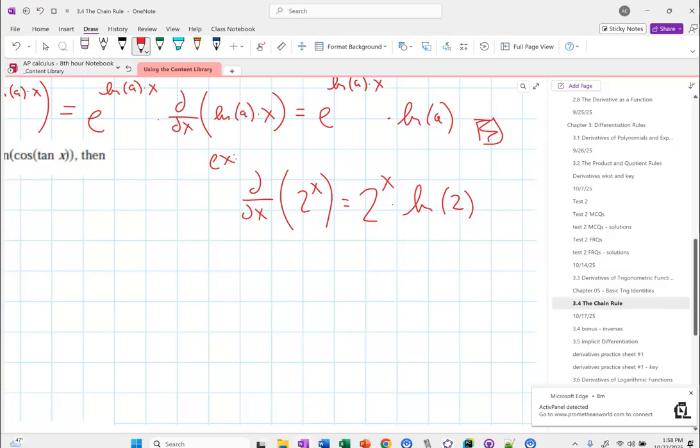Just like the derivative of sine can be part of a product rule or a quotient rule or a chain. You guys get what I'm saying? Is that okay, Brooks? Yeah.